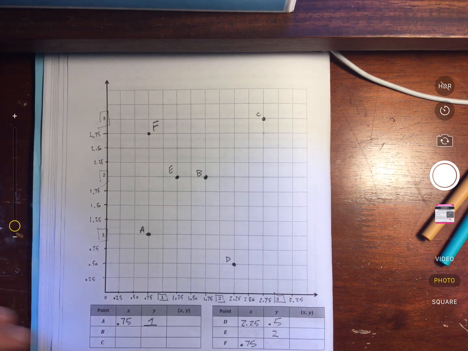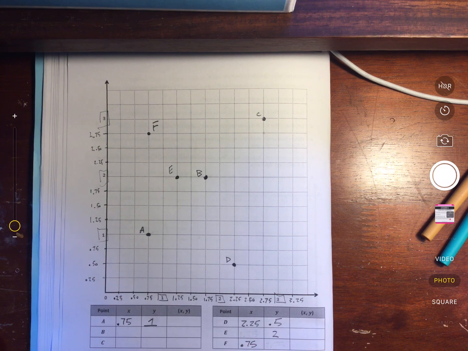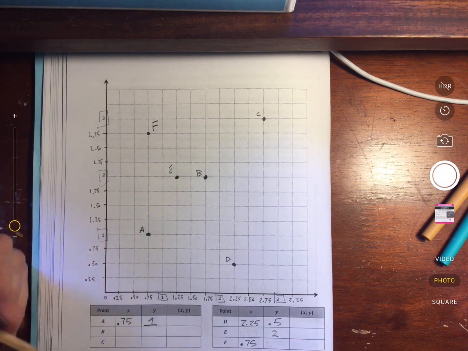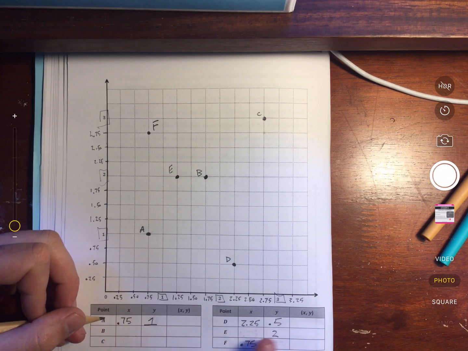So now what we're going to work on doing is creating a couple of different lines using our coordinate points. The first thing I'm going to do is label my coordinate points. And I've already done one for us. I've actually done 2. I've already done A and D.